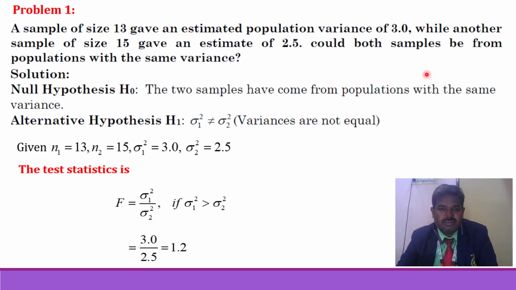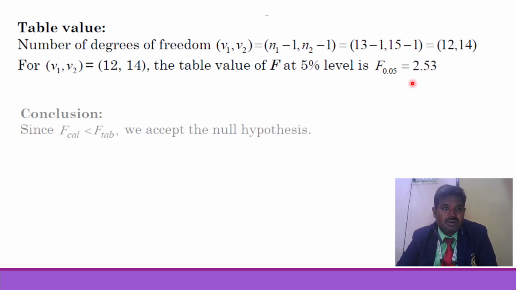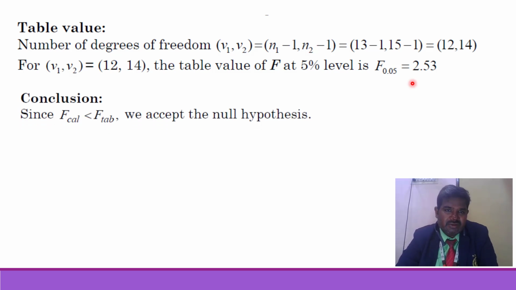So our calculated value is 1.2, whereas the table value is 2.53. Therefore our calculated value is less than the table value. We accept the null hypothesis.